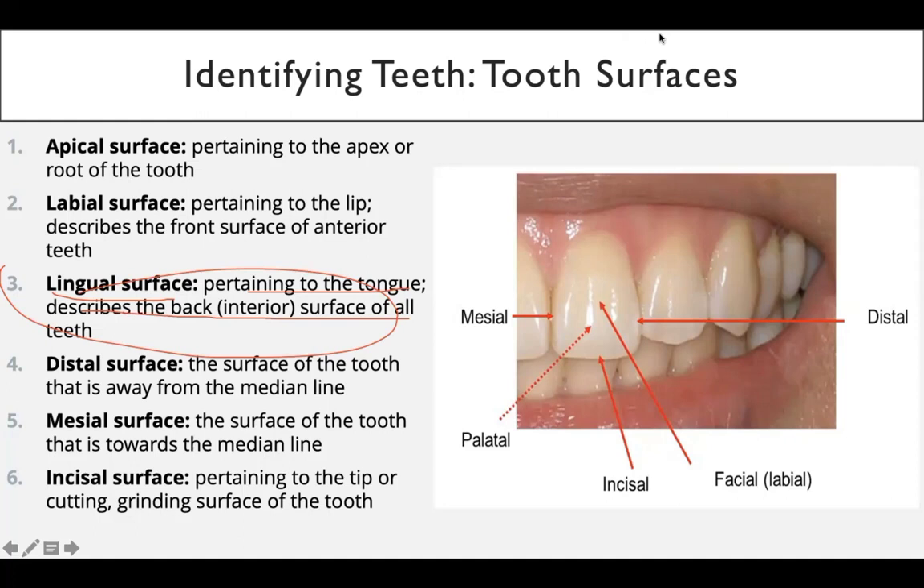And then there is distal surface, the surface of the tooth that is away from the midline. So this is midline. Away from the midline is this. So this is distal and this is mesial because it's towards the midline. M is midline. Oh, like that. Oh, I see. So it's easy.